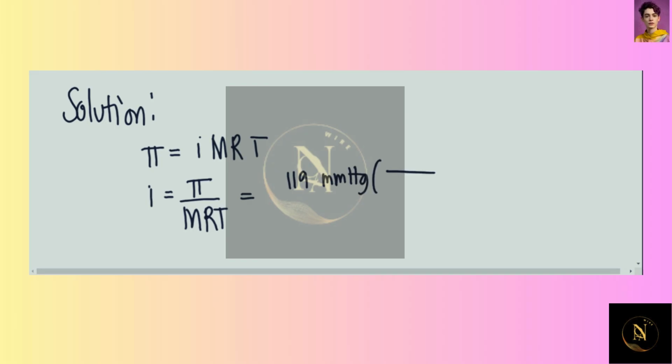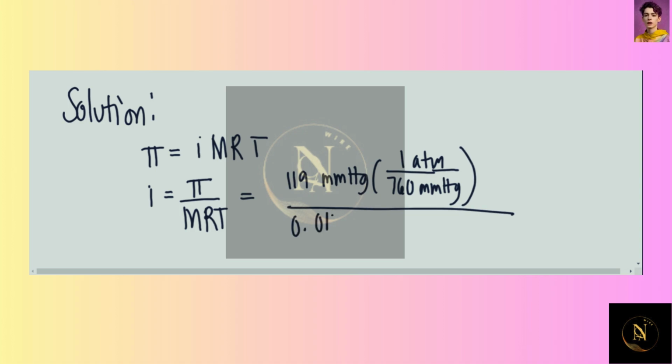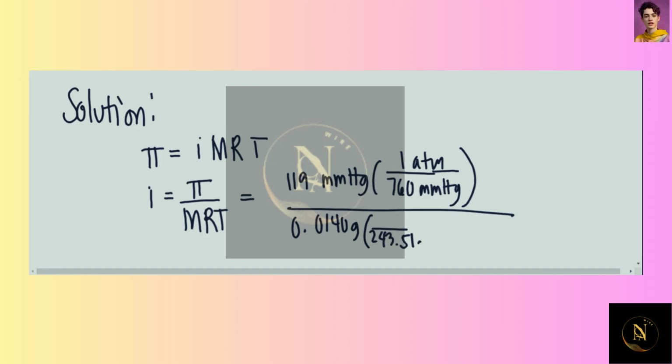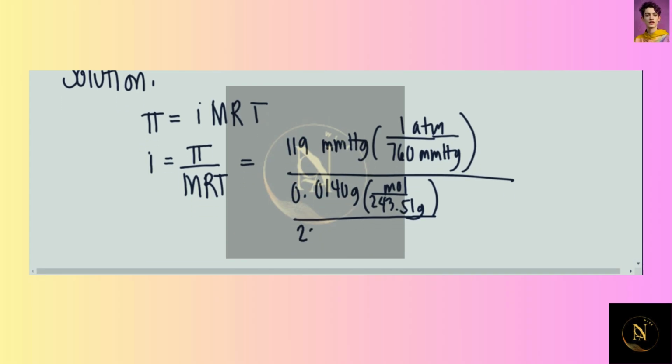mmHg. Convert this to atm because our R is in terms of atm. We have 760 mmHg, which is equivalent to 1 atm, right? And then for the molarity of the solution, we have 0.0140 grams. Convert this to moles by dividing by the molar mass of the compound, that's 243.51 grams per mole, and then divided by the volume of the solution, which is 25 mL.